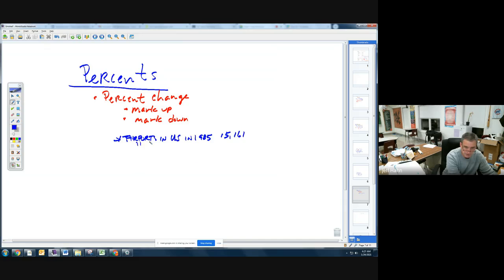And then the number of airports in the U.S. in 2005, which is 30 years difference, was 19,854. And the question is, what was the percent? This would be a percent increase. What percent increase was this?